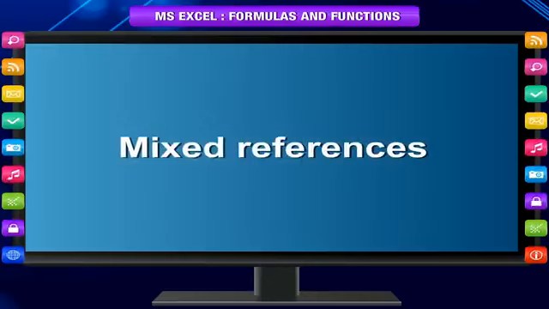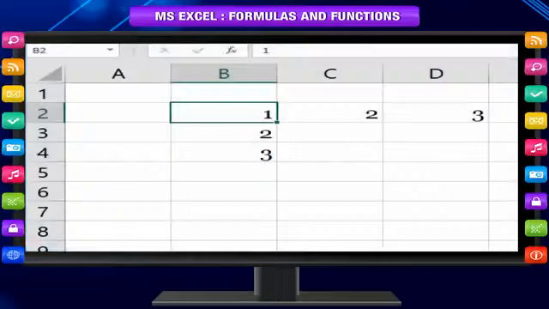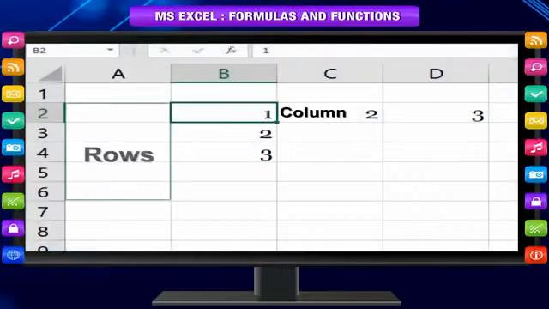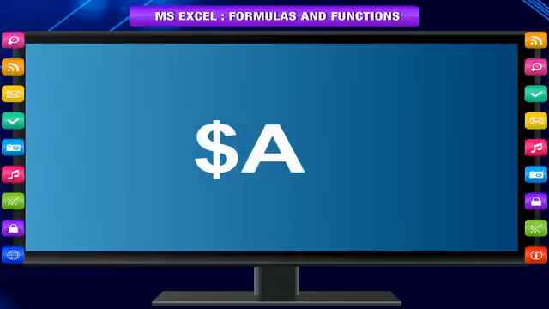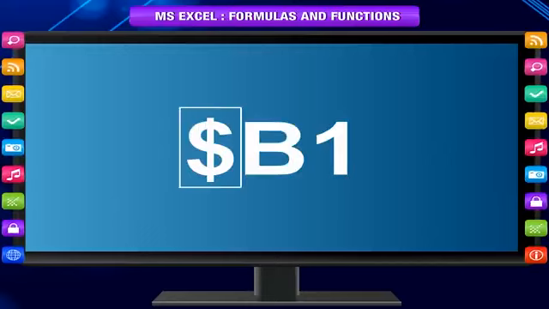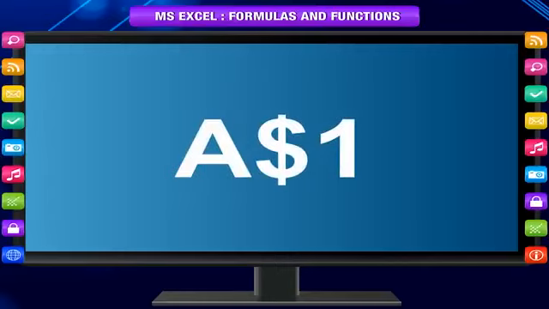Mixed references. A mixed reference has either an absolute column and relative row, or an absolute row and relative column. We put a $ sign before the column letter or before the row number, whichever we want to make absolute. An example of an absolute column reference is $A1 or $B1. The $ sign is put before the column letter. An example of an absolute row reference is A$1. The $ sign is put before the row number.